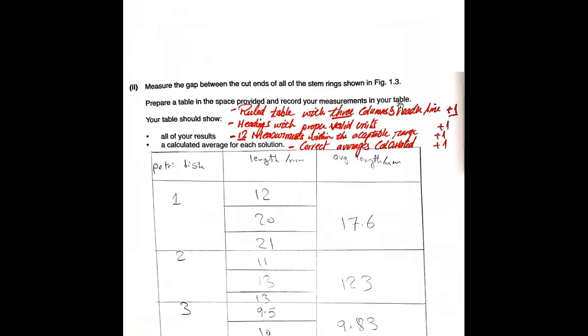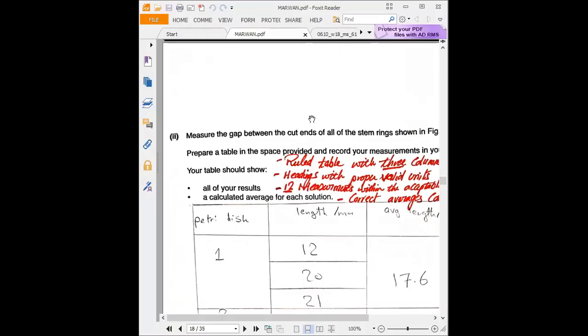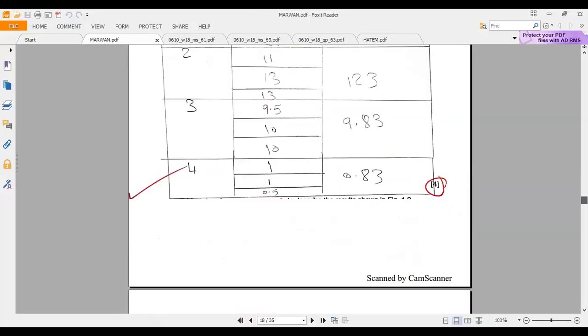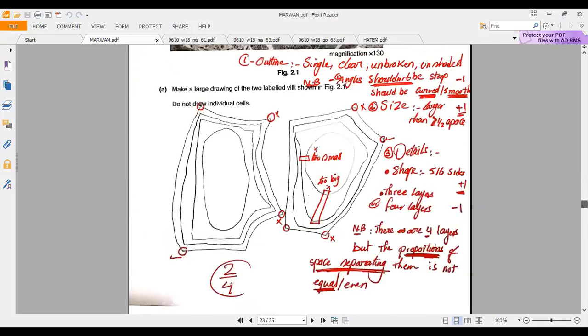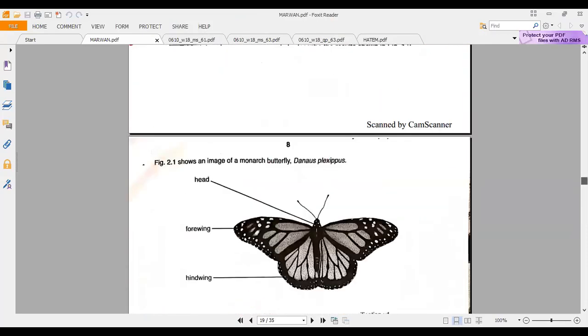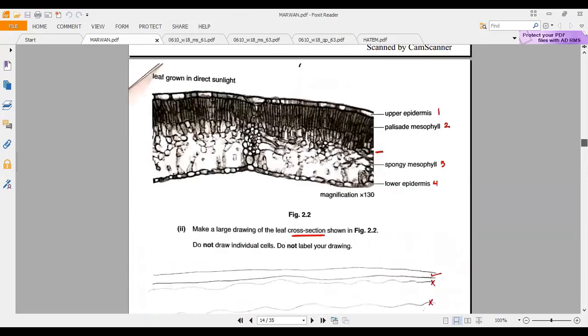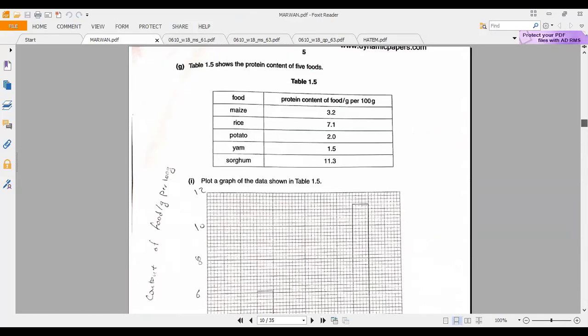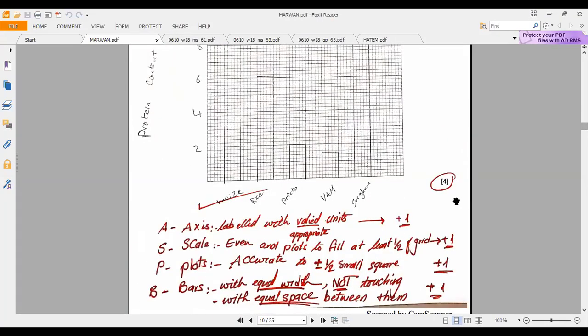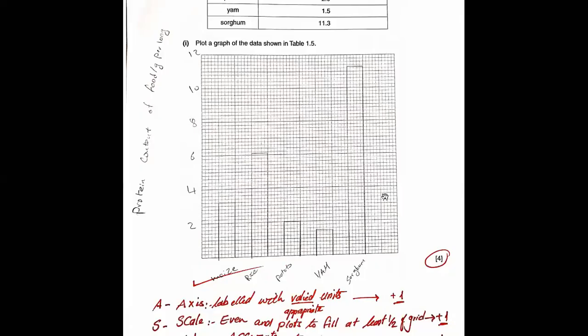Also, from your drawings, the last thing in the graphs, we may have a bar chart. I'm just looking for one of the bar charts. Yeah, this one, for example. Let's talk about it. What are the criteria of the bar chart?